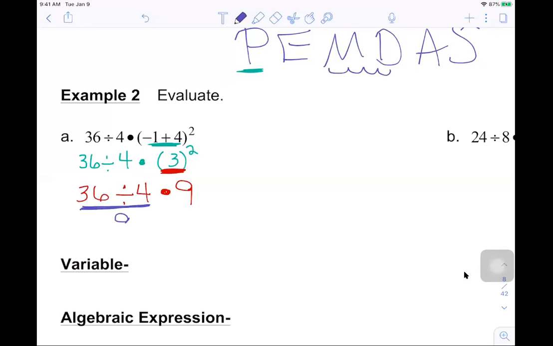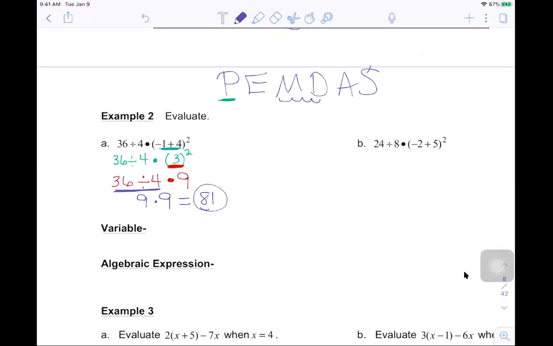And then Emma, the last step is to multiply 9 times 9. Do you know what 9 times 9 is? 81. Perfect, nice job. So following order of operations, we did all of the steps and we got 81.